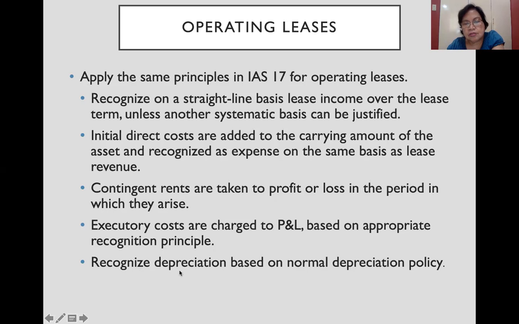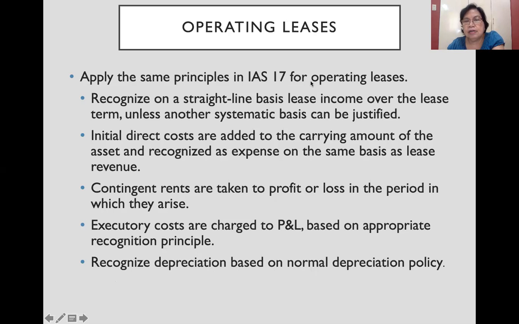And if that is so, it follows that depreciation will have to be taken up by the lessor, and depreciation will be recorded based on the normal depreciation policy. So you have to consider the depreciation method adopted by the company, as well as whether the company considers the residual value for the asset. So depreciation has to be provided, computed, and recorded based on the lessor's depreciation policy.